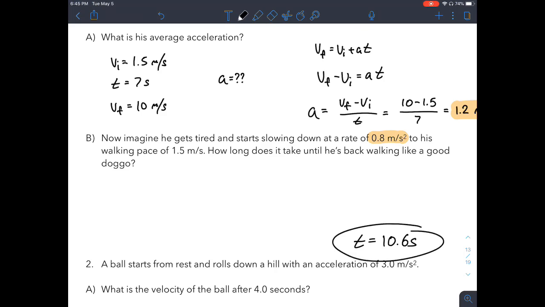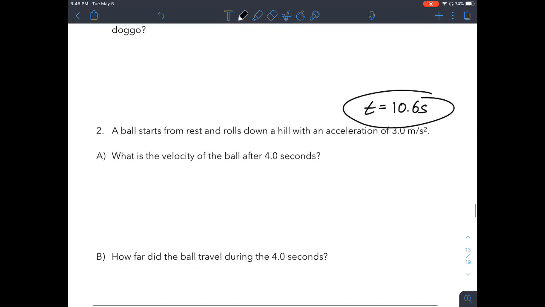All right. Let's look at question number 2. Okay, a little bit more fun. We've got a ball rolling down a hill starting from rest. Starting from rest is super important to recognize, that means that your initial velocity is going to be 0. It's accelerating down the hill. Makes sense because the thing's rolling down a hill. We want to know what's the velocity of the ball after 4 seconds.